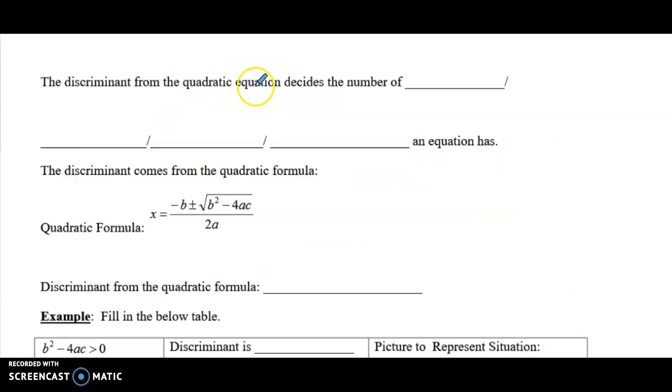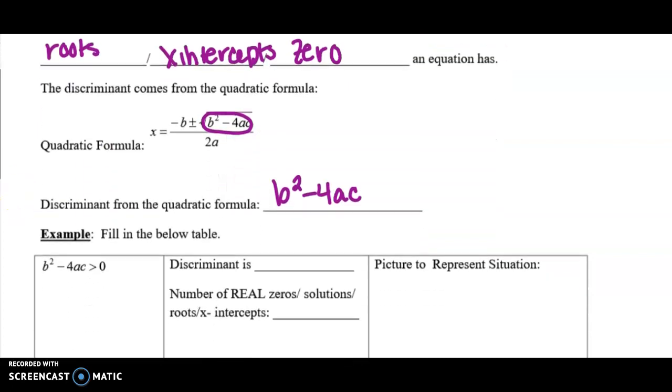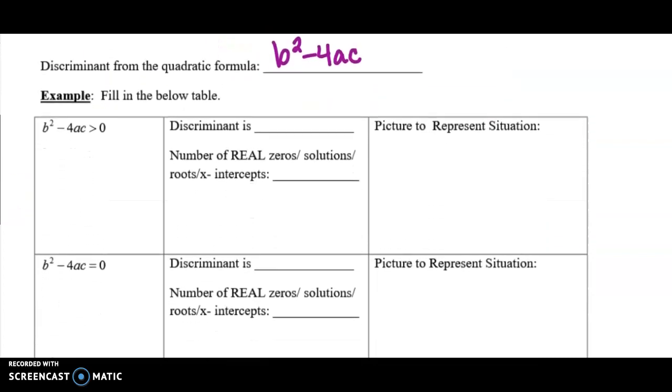So the discriminant from the quadratic equation decides the number of solutions, roots, x-intercepts, and zeros the equation has. Okay, so remember the discriminant is just this portion right here. This is just going to be your b squared minus 4ac. That's going to discriminate and tell us what kind of solutions we have.